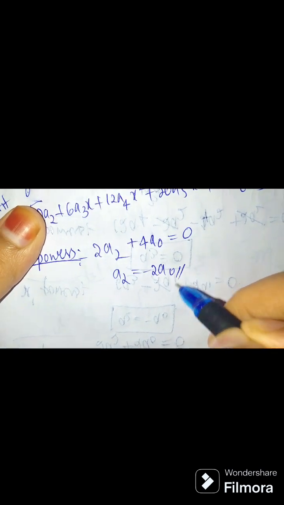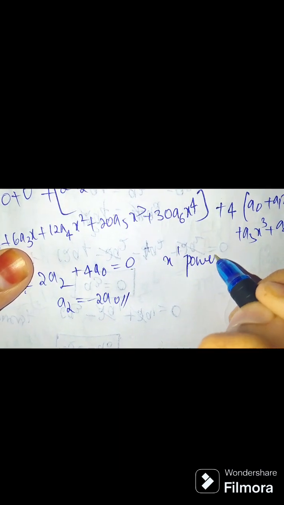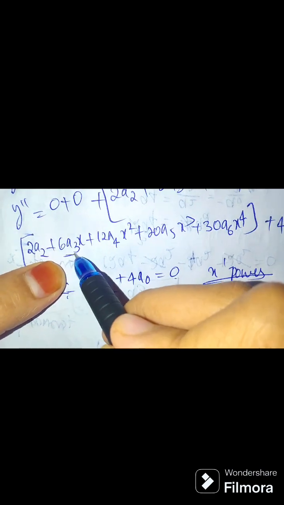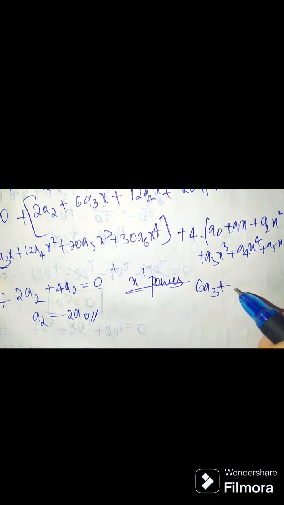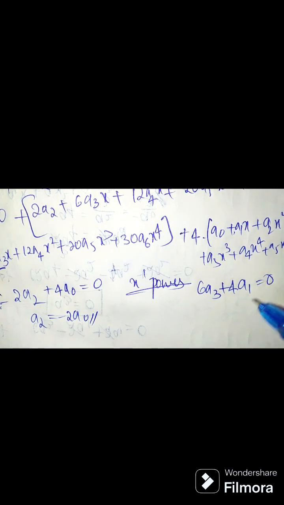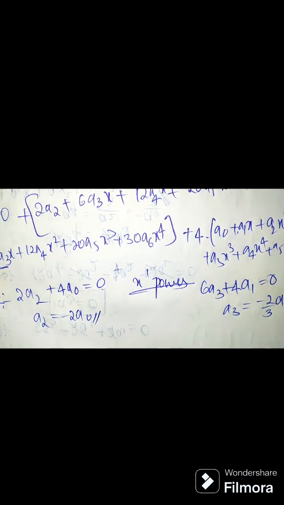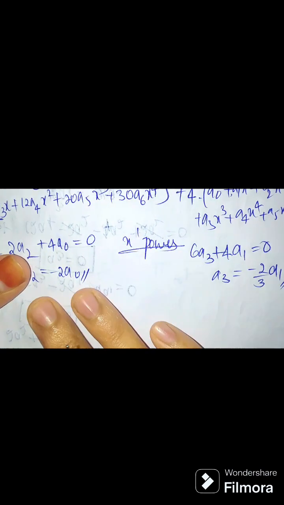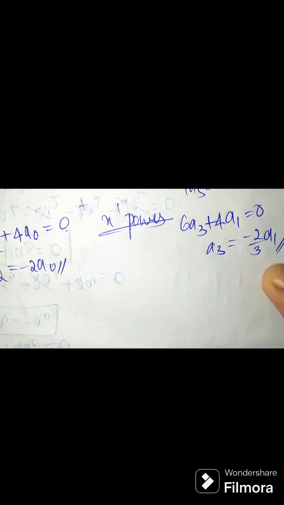Next we'll do x power 1. Here I'll get 6a3 and here 4a1, so a3 will be minus 2 by 3 a1. See, I told you we have to express in terms of a0 and a1. Here we got a1, here we got a0.